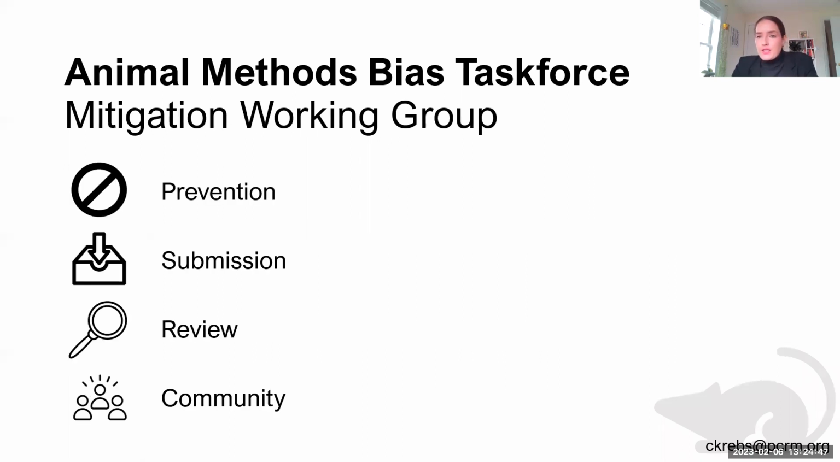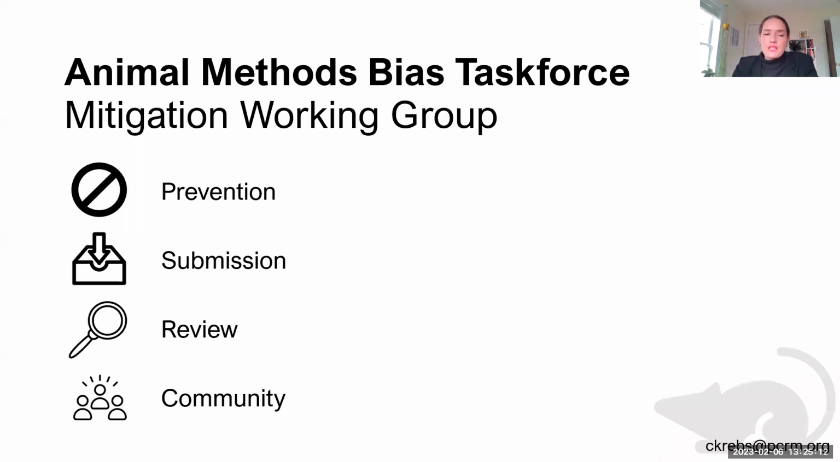Elsewhere in the task force, the mitigation working group is planning to use the evidence gathered from the surveys to work with journal editors and publishers to improve policies. And we're developing educational materials and support for authors who wish to avoid animal methods bias and then to address it if it does happen to them.